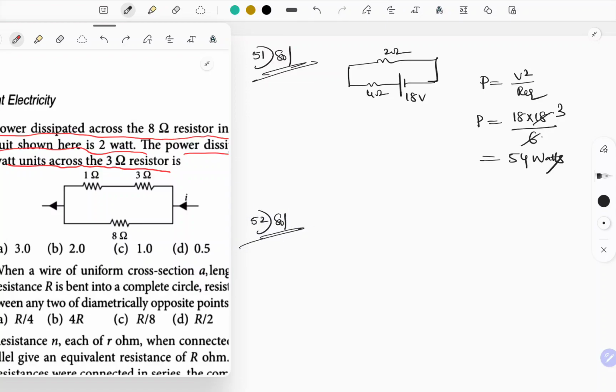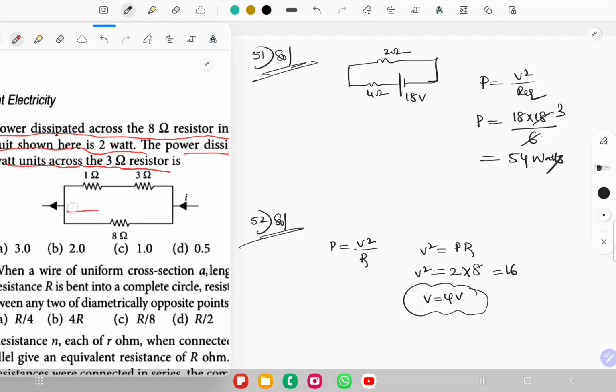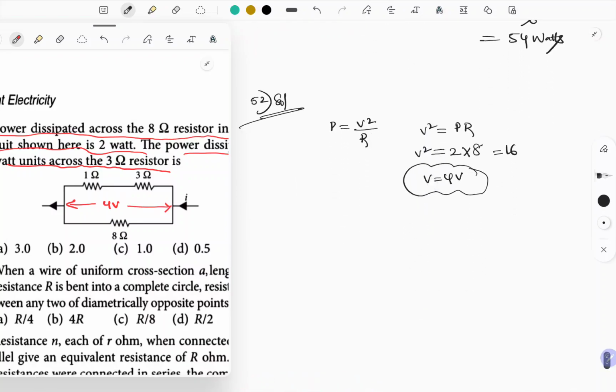Let's find the voltage across the 8 ohm resistor. Power is equal to V square by R, then V square is equal to power into resistance. Power value is 2, resistance value is 8, so V square is equal to 16. Then V is equal to 4 volts. This 4 volts is the same across this parallel combination. We know voltage division: when two resistors are connected in series, voltage gets divided.